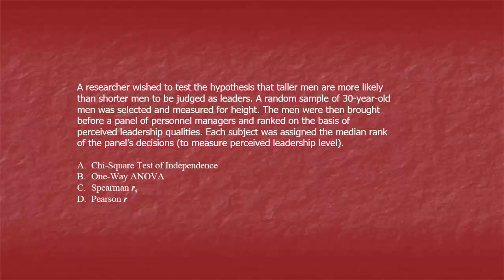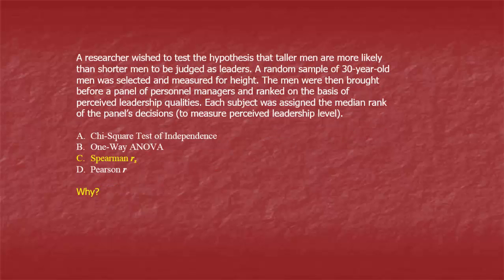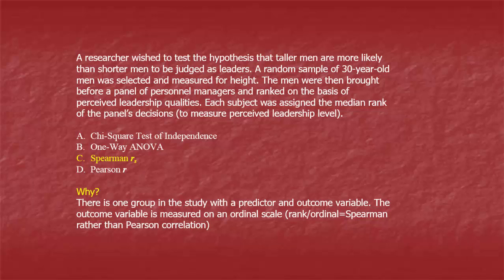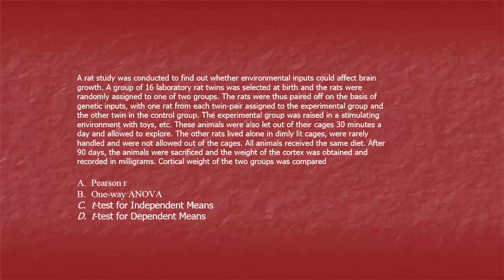So it's some kind of correlational study, so it's going to be either C or D. We've already come across the Pearson correlation coefficient, which is the most common. That's when you have two continuous variables and you're seeing the relationship. With Spearman's correlation coefficient, that's when you are looking for a relationship between a continuous variable and an ordinal variable. So that is the correct answer, C. So there's one group in the study, there's a predictor and an outcome variable. The outcome variable is measured on an ordinal scale. That's when you would use Spearman's correlation rather than Pearson's, when there's an ordinal variable.